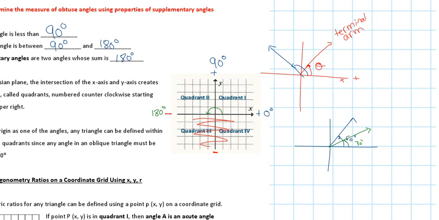So now we know that in quadrant 1, we have all the acute angles. So any acute angle between 0 and 90 is going to be located in the first quadrant. Any angle that is obtuse is going to be located in the second quadrant. And we understand that we always measure our angle from the positive x-axis to the terminal arm. Are we all good with that? Yes. Good.